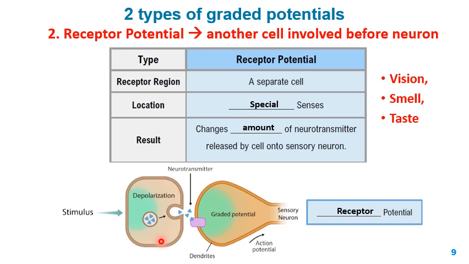And here, what is going to happen? You're going to have this special cell that is going to detect the input, and then this cell is going to determine how much neurotransmitter is going to stimulate the graded potential of your sensory neuron that comes after the receptor cell. Okay.